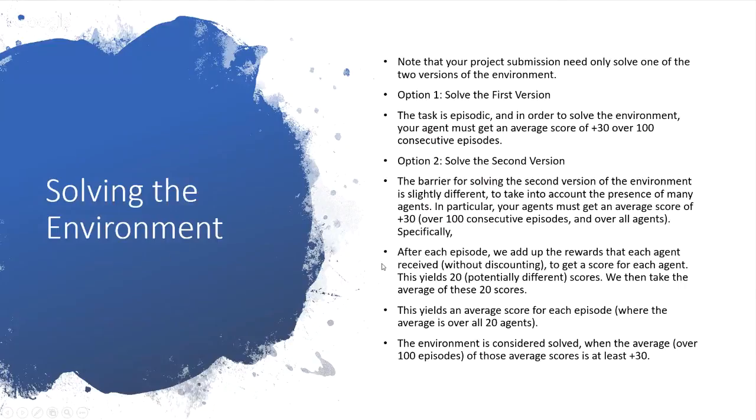After each episode, we add up the rewards that each agent received, without discounting, to get a score for each agent. This yields 20 potentially different scores. We then take the average of these 20 scores.